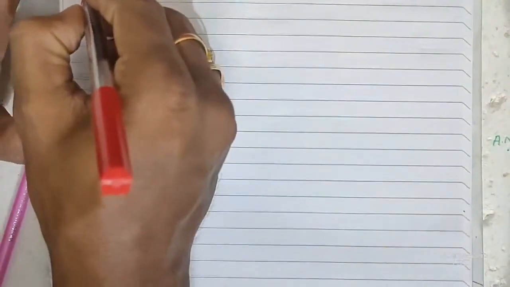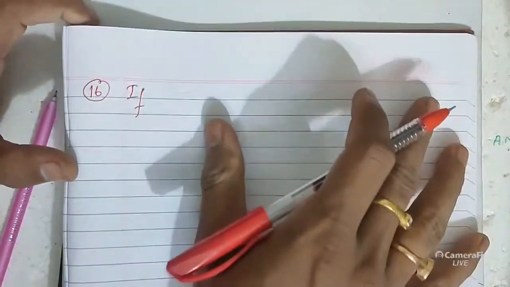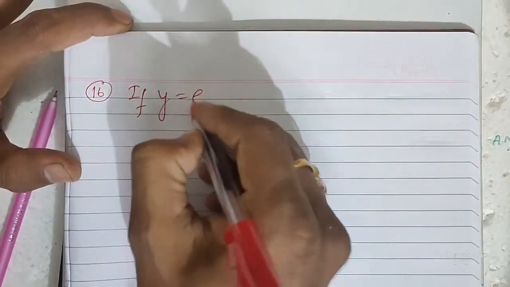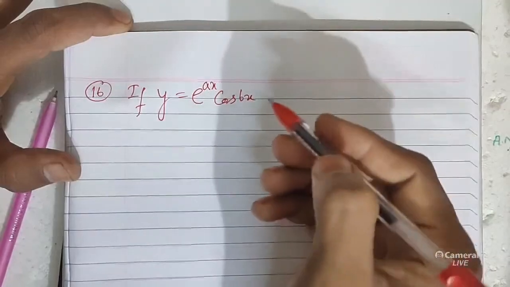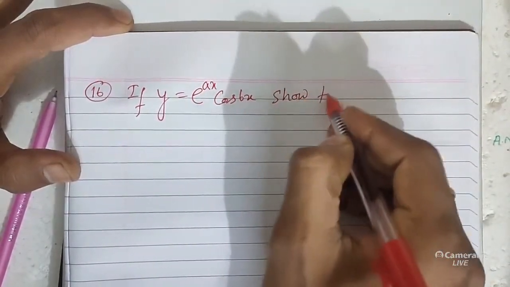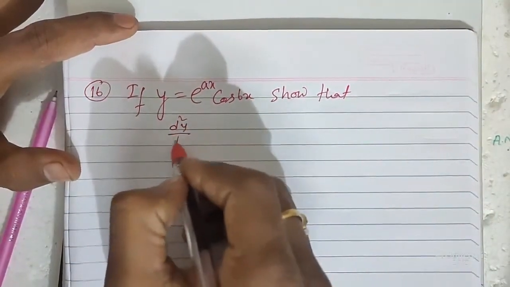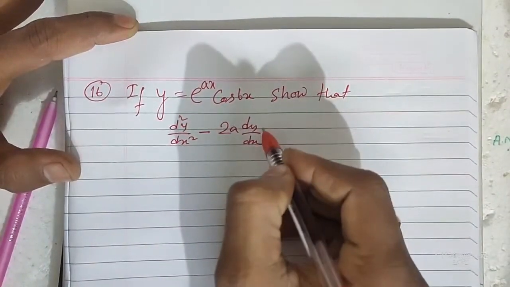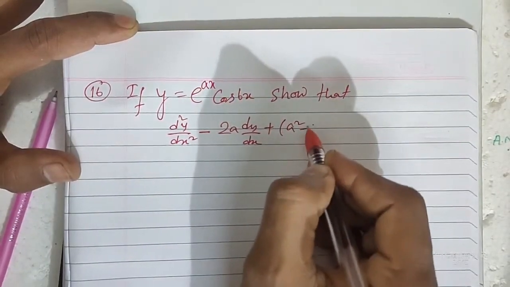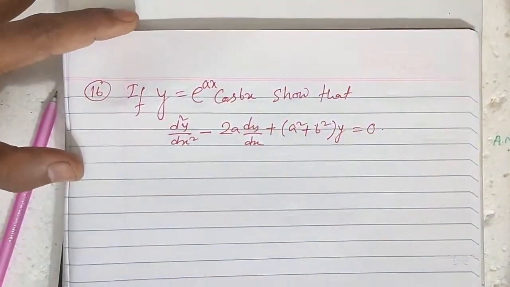So second question, that is question number 16. If y equals e to the power ax cos bx, so that d2y by dx2 minus 2a dy by dx plus a square plus b square into y is equals to 0. This we have to show.